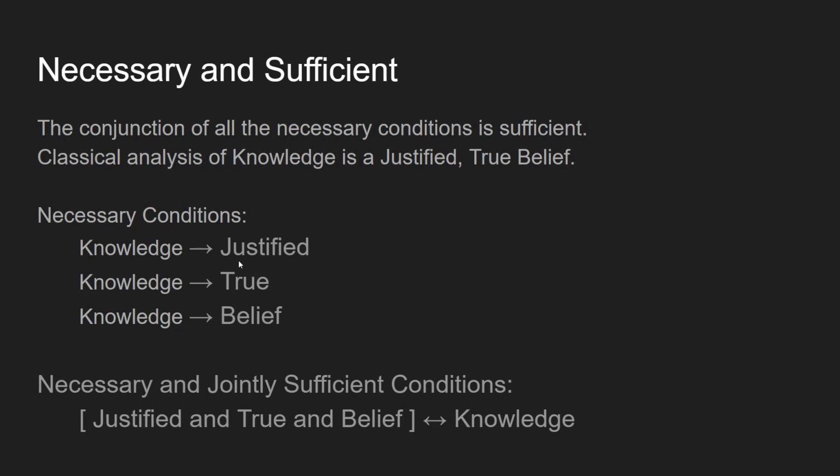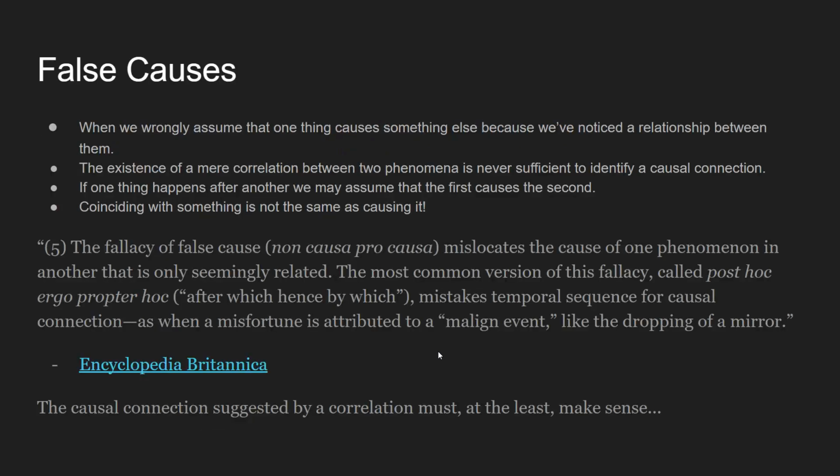But the necessary and jointly sufficient conditions for knowledge, we would say if we could see something and we were like, oh, it's justified and it's true and it's a belief, then it must be knowledge, because justified and true and belief would be sufficient for something to be knowledge. So that's how necessary and sufficient kind of work logically with each other as well.